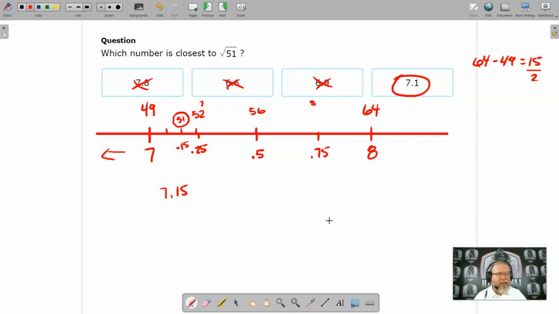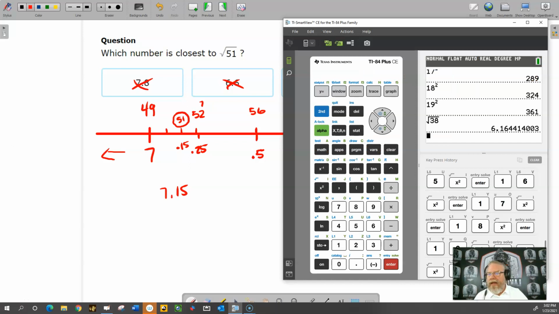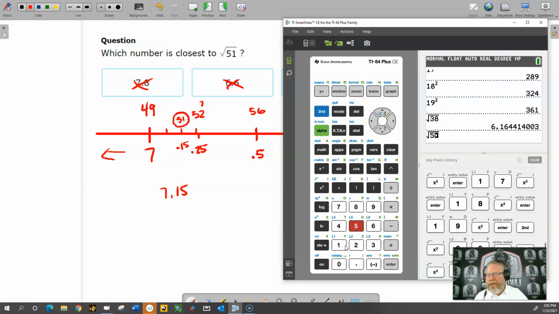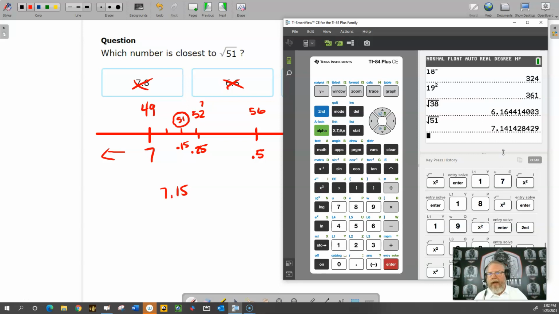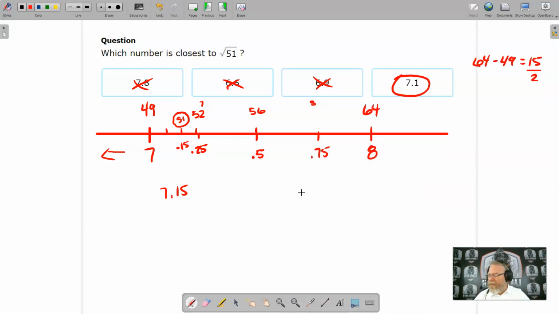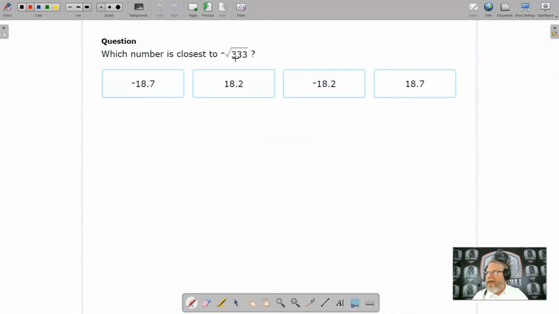Now, chances are most people would grab a calculator, and they would go square root of 51. Hit enter, and it's 7.14. That was pretty doggone close, wasn't it? I had 7.15, so I was about 1/100th off. Not too bad of an estimate there. So, indeed, using a calculator would be much easier.